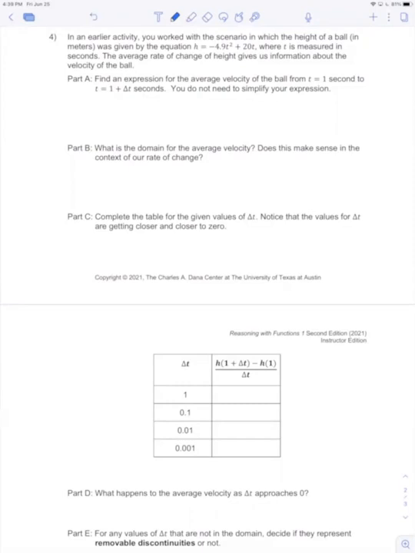Let's see how we could write this. Let's do this. We're going to write h of 1 plus delta t minus h of 1, all over delta t. So now we can write this, using the equation, as negative 4.9 times (1 plus delta t) quantity squared, plus 20 times (1 plus delta t), and then plus 4.9 times 1 squared minus 20 times 1. And this is all over delta t.